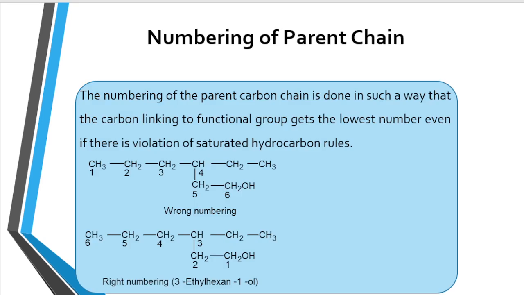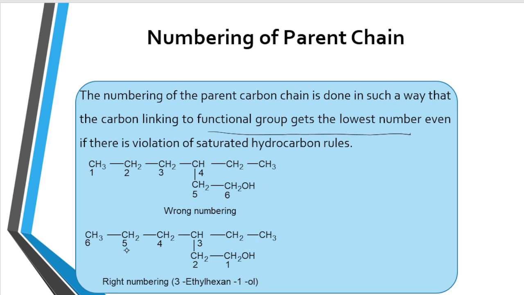Okay, now, numbering of the parent chain. The functional group must get the lowest number is the rule. Though we are violating the lowest sum rule or longest chain rule or whatever it may be, the functional group gets priority first. It's not about the alphabetical order and all. Wherever the functional group is there, we need to allot the lowest possible number to the functional group carbon, that means the carbon with the functional group.